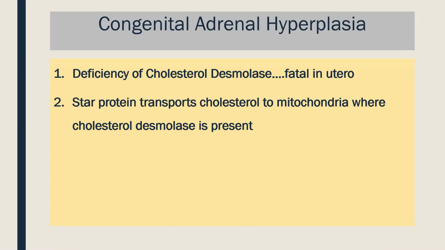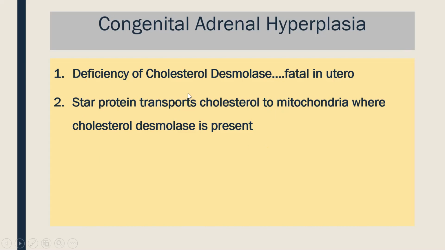Okay. And this particular cholesterol desmolase, where is this enzyme present? This enzyme is sitting inside the mitochondria. Okay, so if it has to do its job of converting cholesterol to pregnenolone, there should be some protein which brings the cholesterol from the cytoplasm into the mitochondria. Okay, and this job is done by the StAR protein. It transports cholesterol from the cytoplasm to the mitochondria, where the cholesterol desmolase is present.